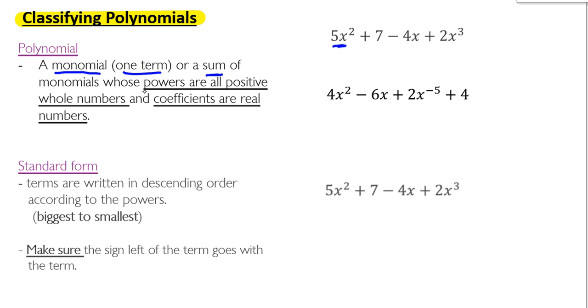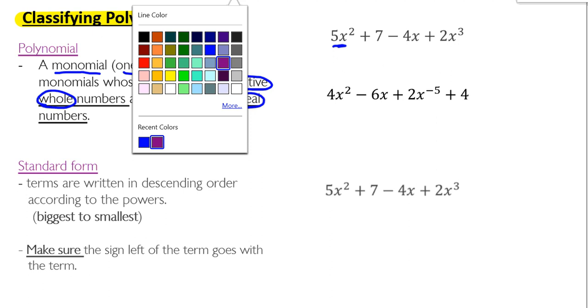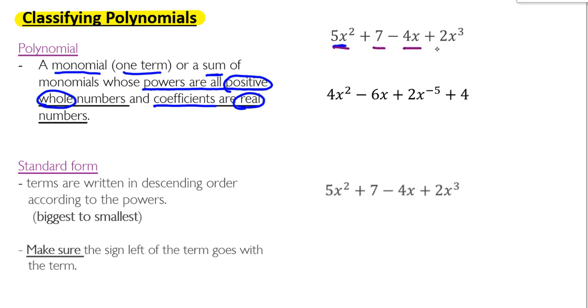polynomials, as long as the powers are all positive whole numbers and the coefficients are real, meaning there are no square roots of negatives or anything like that. Anything that would make it imaginary is not allowed. Looking over here at these examples, I've got 4 terms and all of their powers, including this power of 0, are positive whole numbers: 2, 0, 1, 3. All the coefficients, 5, 7, negative 4, 2, are real. Check. That one is a polynomial.